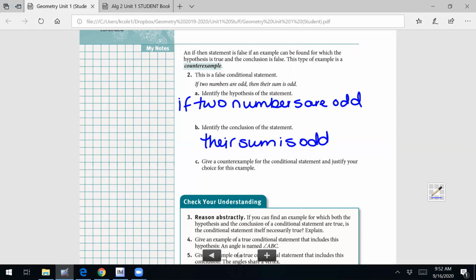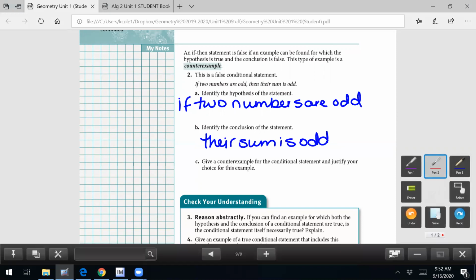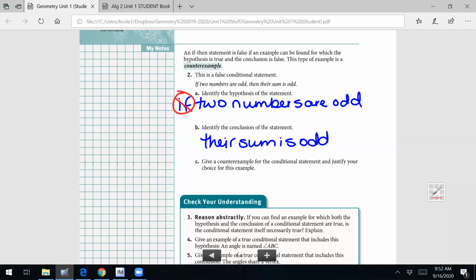Then what's the conclusion? Their sum is odd. And to be totally honest with you guys, if is not really part of the hypothesis. It's just the if of the if and then. So it's really just two numbers are odd. Their sum is odd. Okay, so they want you to give a counterexample. What is something that is going to say, nope, that's not true because here's an example where it's false?